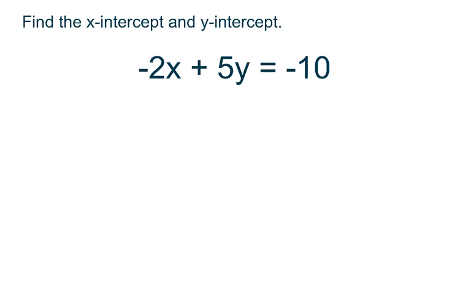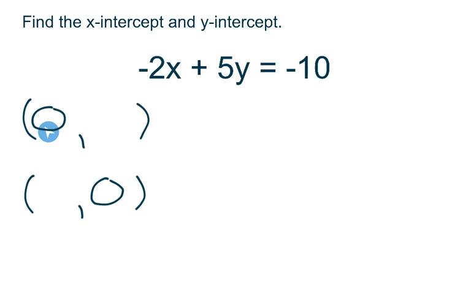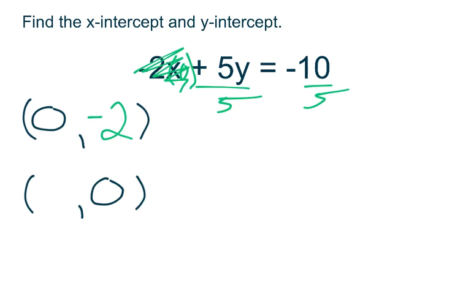A second example, asking us to find the x and the y intercepts. Let's set up our two coordinates, x, y, x, y. In one of them we're going to leave a 0 for x, the other one we're going to put a 0 for y. So let's solve this equation twice. For the first one, let's take a look at our y value. If we put a 0 in for the x, negative 2 times 0 cancels out. To get the y by itself, we would then divide by 5. So negative 10 divided by 5 would be negative 2.